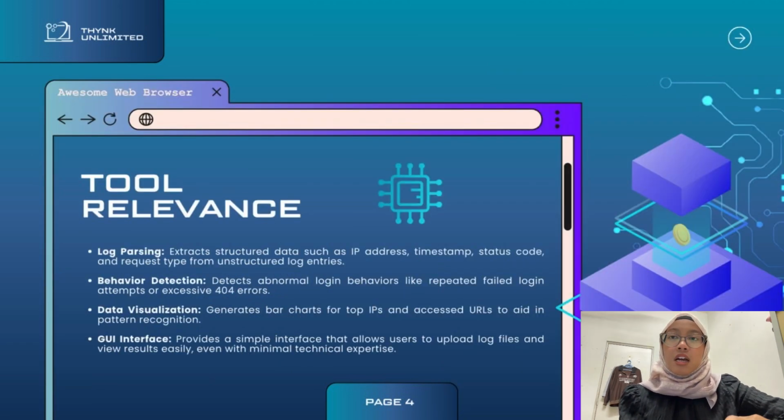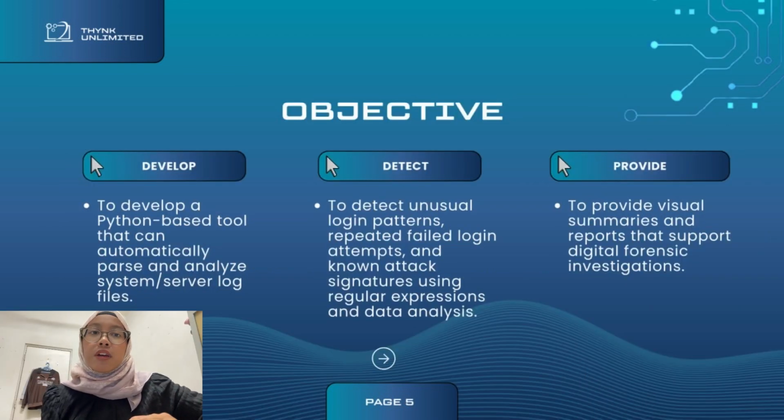Our relevance areas are log parsing, which extracts structured data such as IP address, timestamp, status code, and request type from unstructured log entries. Behavior detection detects abnormal login behaviors like repeated failed login attempts or excessive 404 errors. Data visualization generates bar charts for top IPs and access URLs to aid in pattern recognition. The GUI interface provides a simple interface that allows users to upload log files and view results easily, even with minimal technical expertise.